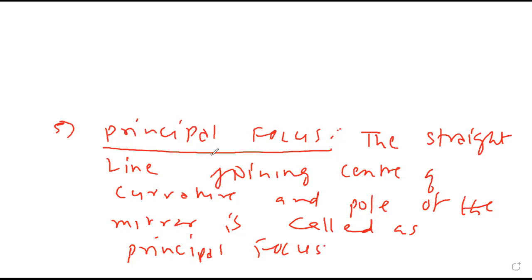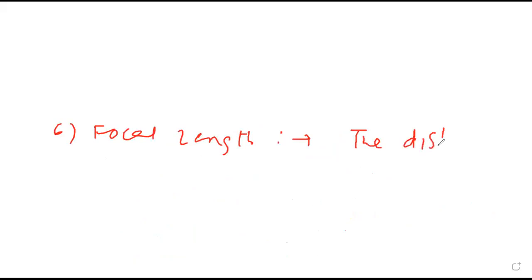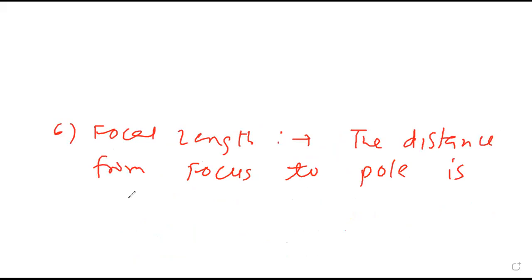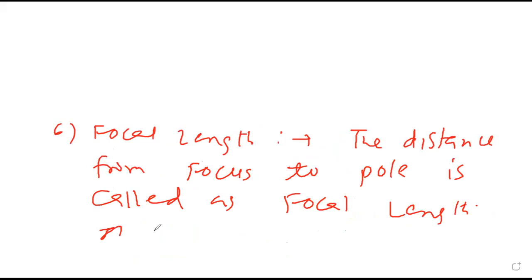Done. One small definition more, focal length. Sir, done. One last, focal length. The distance from focus to pole is called as focal length. It is given by F equal to R upon 2.